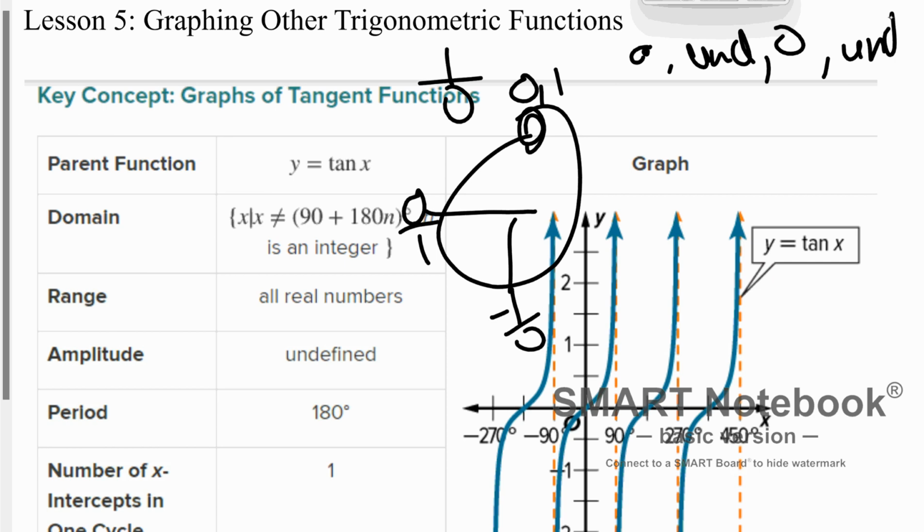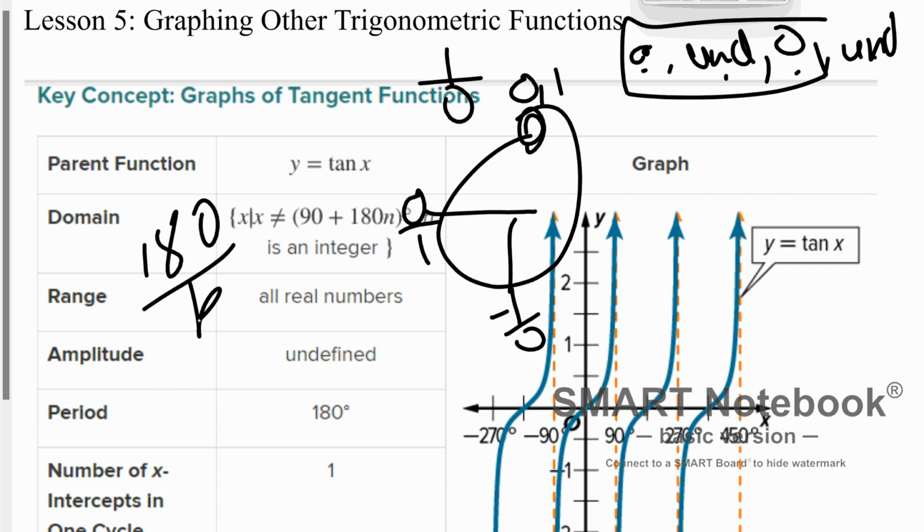So it's already starting to repeat itself, right? So at 0, at 90, and back to 0 and undefined, so that means it's already starting to repeat itself at 180 degrees. So its period length is 180 divided by b, or 1 pi divided by b if you're in radians, right? So the period length is 180.